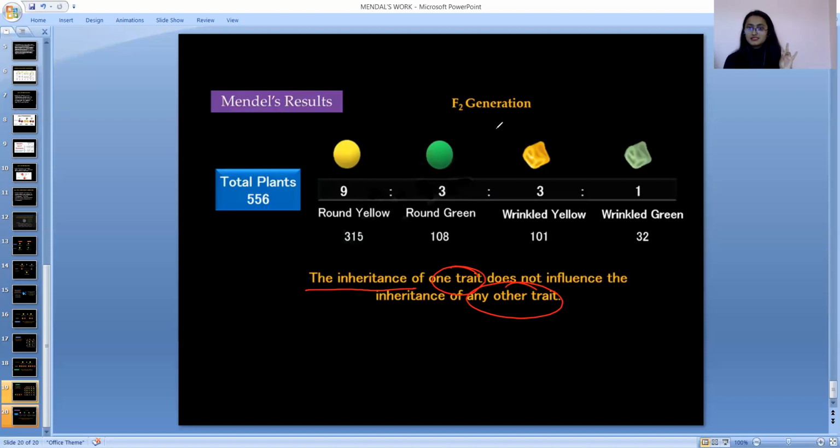Law of independent assortment. The inheritance of one trait is not depending on the inheritance of another trait. They are independent of each other, right? So they can make any gamete, any form of a gamete. I hope this is helpful for you.